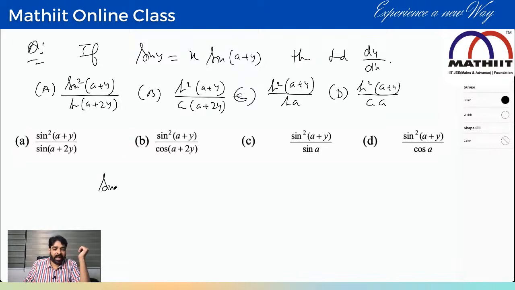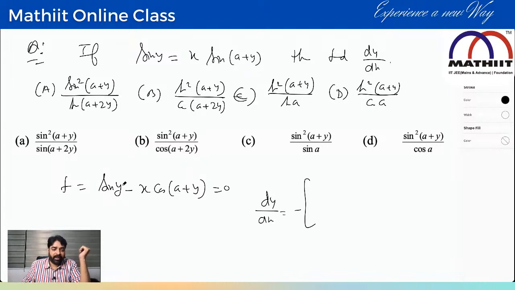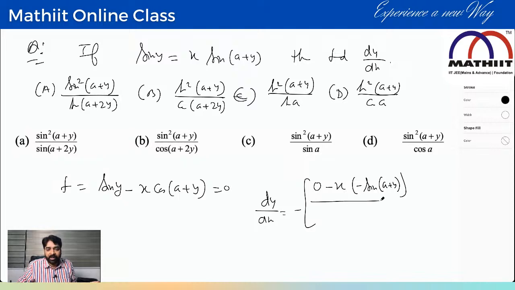First thing, I will write sin y minus x cos(A plus y) equal to 0. So dy by dx will be equal to minus of the differentiation of this with respect to x, treating y as a constant. So this part will become 0, minus x is constant, it will be as it is, cos differentiation, minus of sin(A plus y) into the differentiation of A plus y, that is 1, divided by the differentiation of this with respect to... something wrong I did.